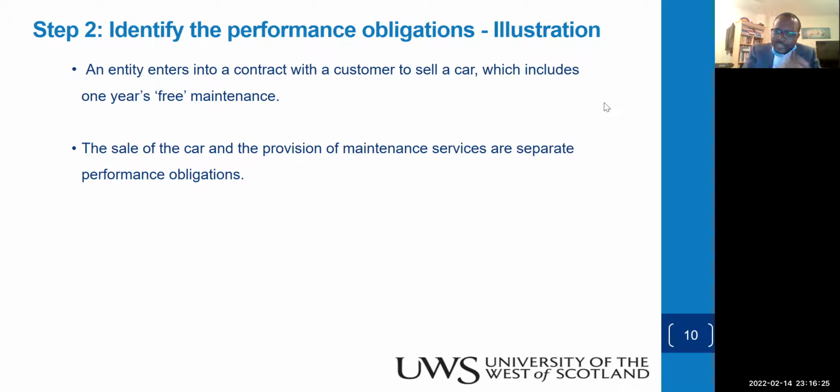Now, the sale of a car is one part of the performance obligation. The provision of the maintenance, the annual free maintenance servicing, after sales servicing, is another part of the performance obligation. They are not interlinked, they are distinct. And mostly you see in questions where they state that the customer does not sell the services separately. Okay, but they are all distinct.